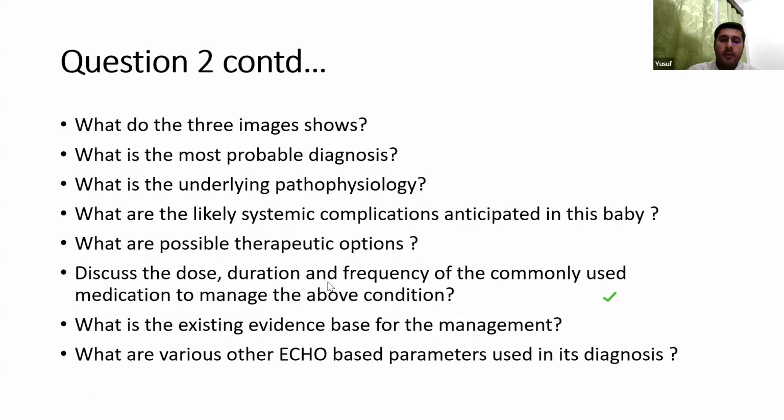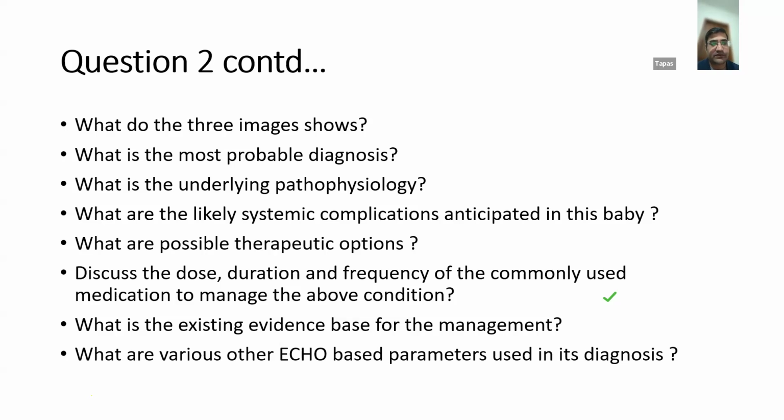What are the possible therapeutic options? What are the various pharmacological therapies available for managing this condition? Could you please describe the dose, duration, and frequency of these commonly used medications? And what is the most commonly used medication in most NICUs these days? Okay, so they've written ibuprofen, indomethacin, PCM.